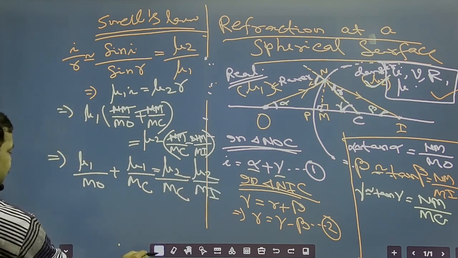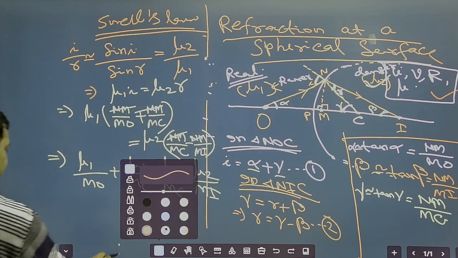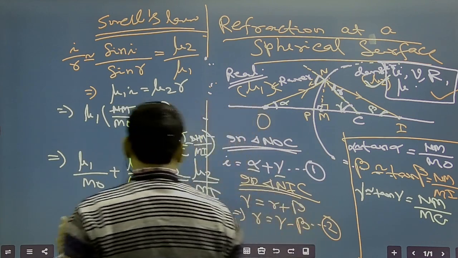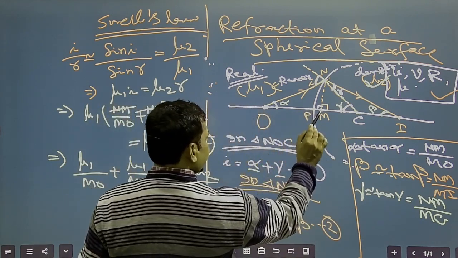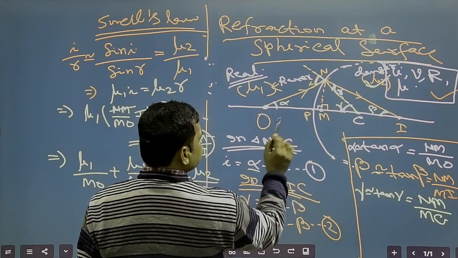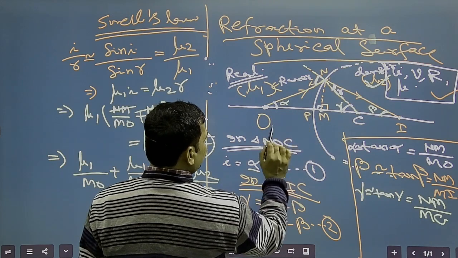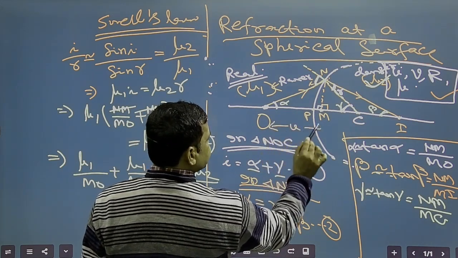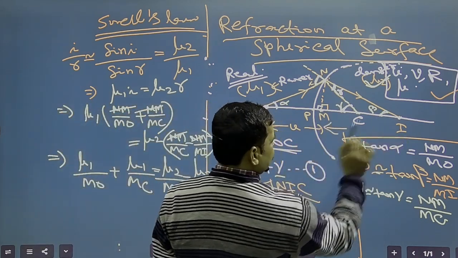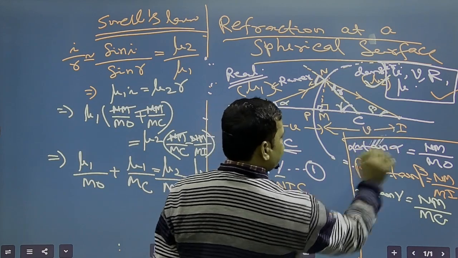Now another assumption you are already knowing, that the M point is close to your P point. So all the measurements from M can be considered from P. So your Mo, you can see, is equivalent to PO, so this will be equal to your object distance. Similarly, what is your Mi? Mi will be your image distance, so this will be your V.